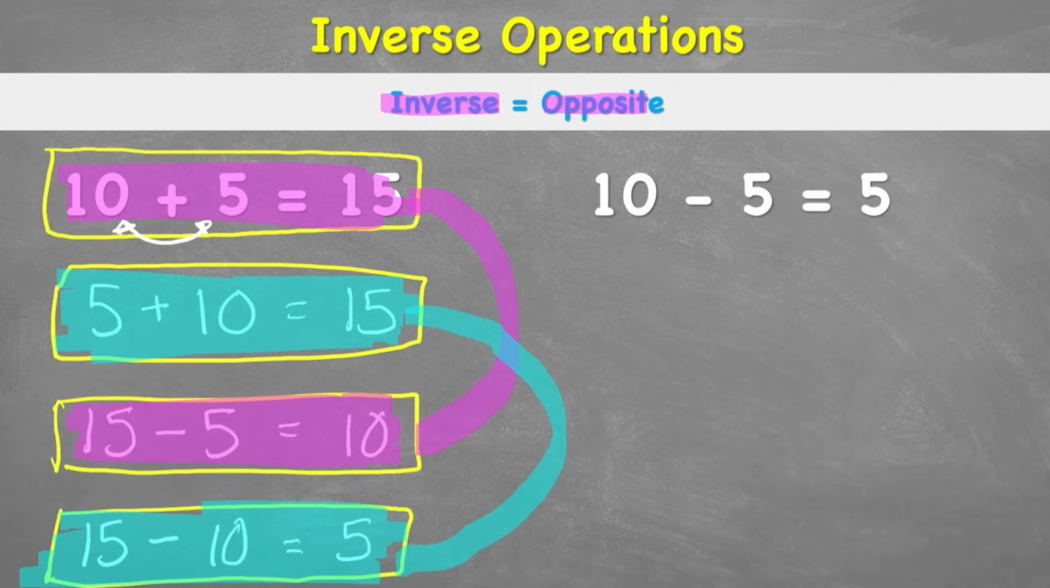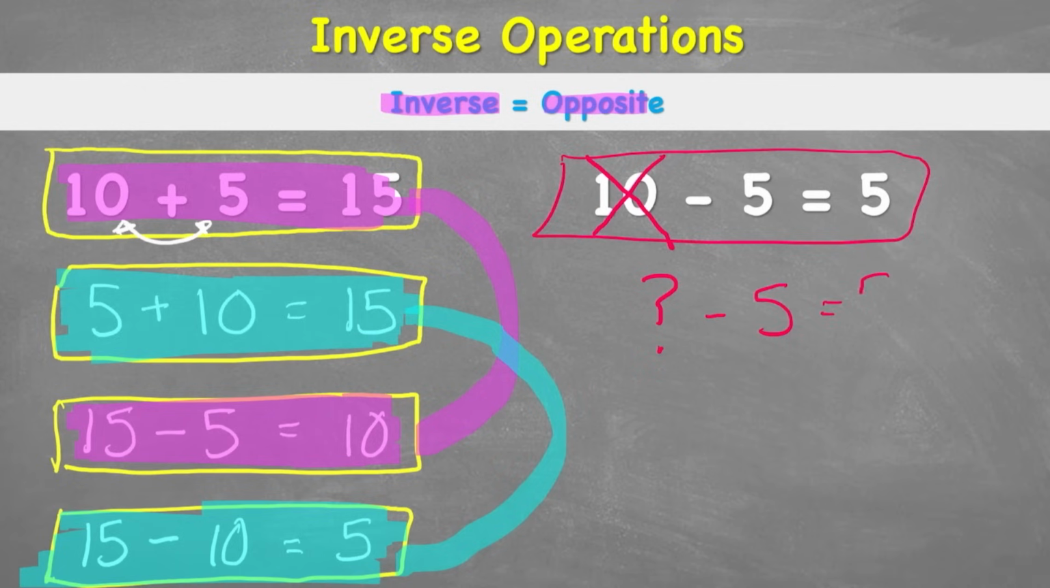But how could this help you? Well, let's have a look at this question here. Let's imagine that we don't know this number here, this 10. And let's say our question now says something minus 5 equals 5. You must have seen a question like this before. It's called a missing number problem. It's where we have the missing number before the equals sign.